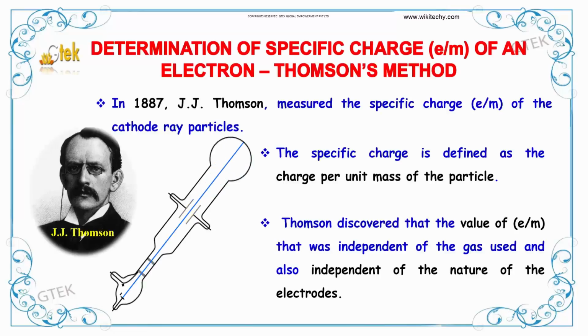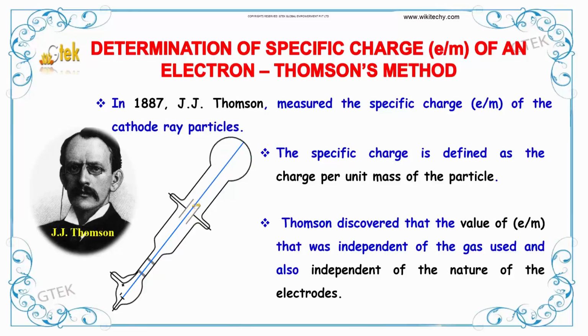Now we'll talk about the determination of specific charge of an electron using Thomson's method. So he is Mr. J.J. Thomson. In 1887, J.J. Thomson measured the specific charge of the cathode ray particles. The specific charge is defined as the charge per unit mass of the particle.